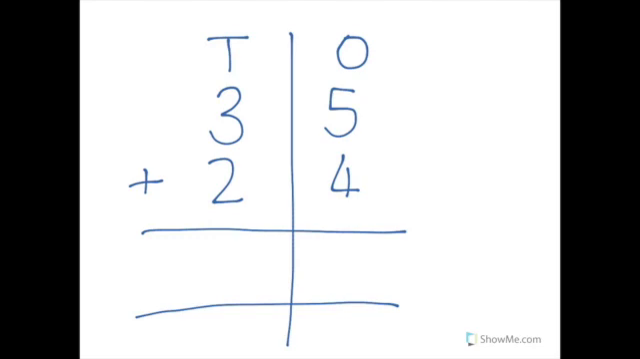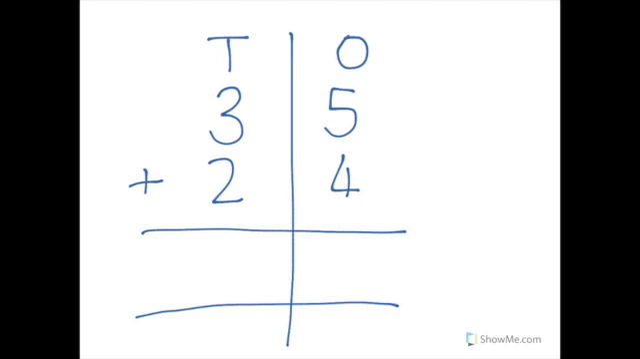I know that some of you found it a little bit hard yesterday. So before I begin my sum, I need to know what my sum is asking me to do. This sum is 35 plus 24. What vertical addition wants you to do is add up the numbers in the columns.